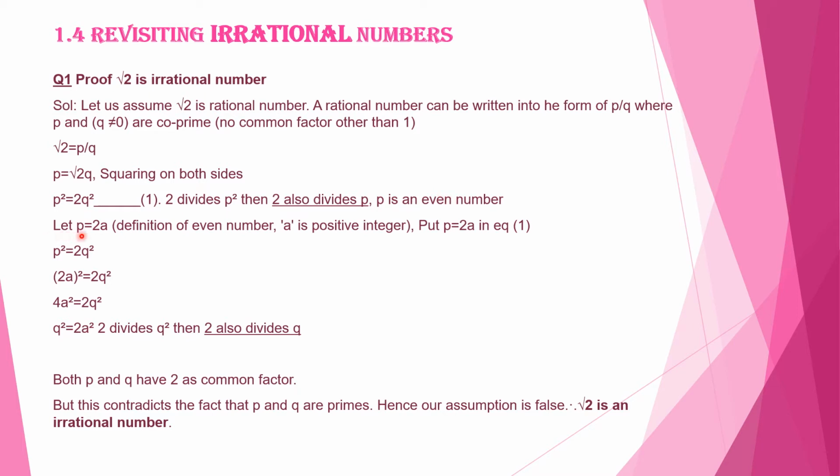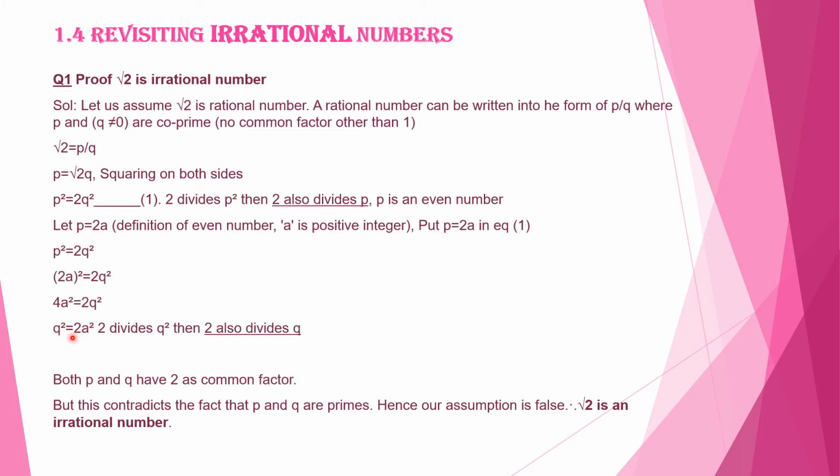So now we will consider p equal to 2a, the definition of an even number, where a is a positive integer. We have considered that p is an even number. How can you denote any number as an even number? You just put 2 in front of it, and any number which is getting multiplied by 2 becomes an even number. So we have considered p equal to 2a. Looking into the previous equation, p square equal to 2q square, now you replace p with 2a, it will become 2a whole square equal to 2q square. So you can write 4a square equal to 2q square, and q square will become 2a square.